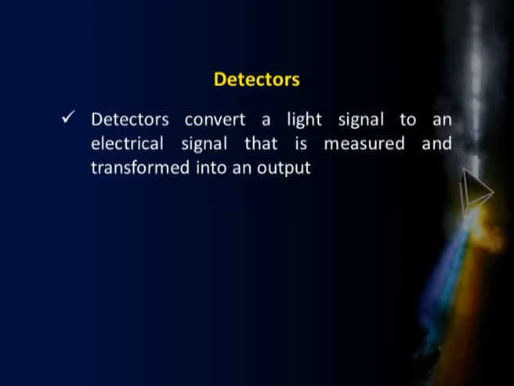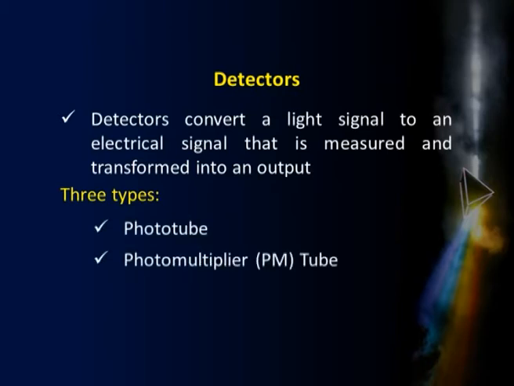So, that is the role of a detector, and typically there are 3 types of detectors we use, and these happen to be a phototube, a photomultiplier tube, and a diode array detector. So, there are 3 types. We will learn about each one of them in small bits of detail here.